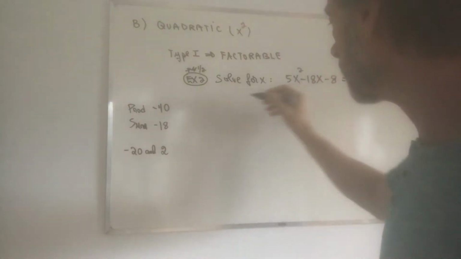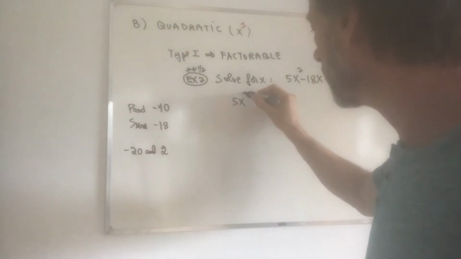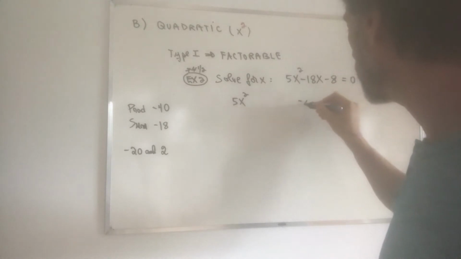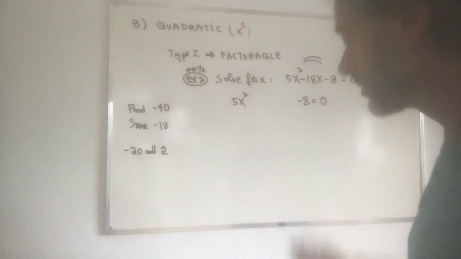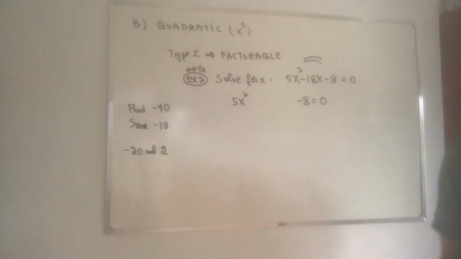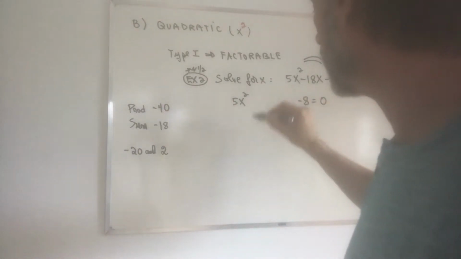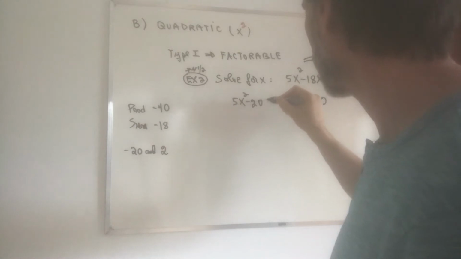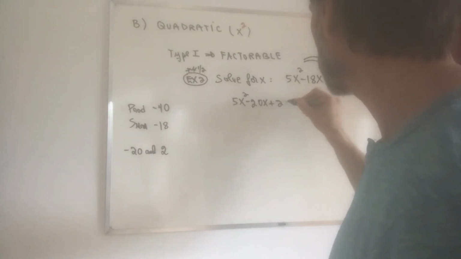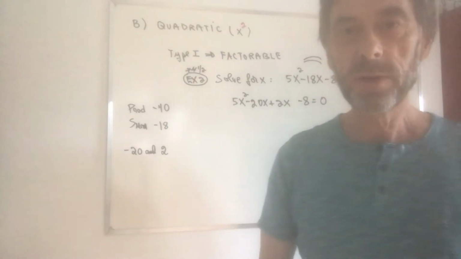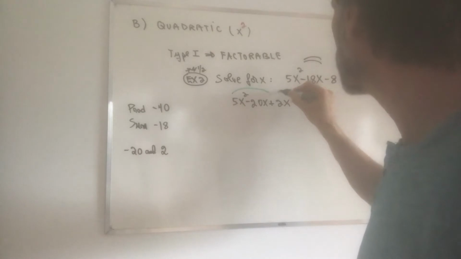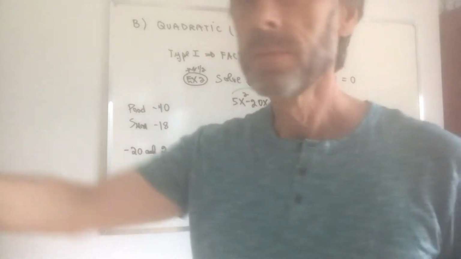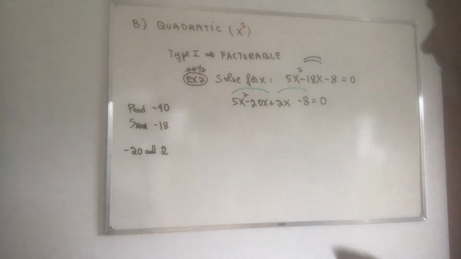Two numbers are found. That means that I can replace the middle term as I did when we reviewed factoring. We shall replace the minus 18x here by minus 20x plus 2x. And then what do we do? Well, we factor by grouping: those two, and those two. Those guys are to be factored together.